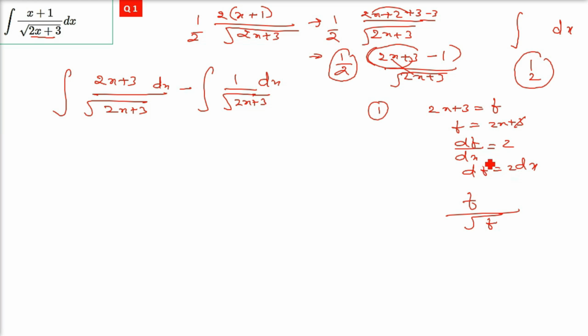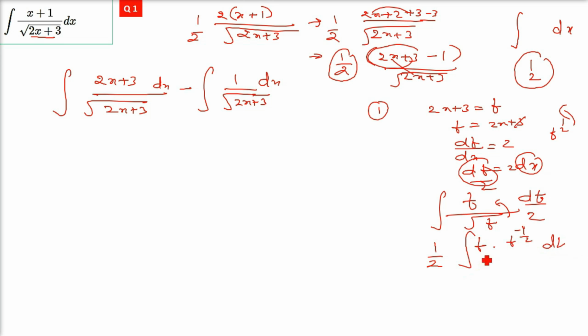So what do we get for the first term? t in the numerator, and in place of dx, as I just suggested, it has to be written in terms of dt, which is dt by 2. The denominator is under root 2x plus 3, which is under root t. So this is what we are interested in integrating. Half comes in front, from dt by 2. So under root t is actually t raised half, and it goes up as t raised minus half. So we have t multiplied by t raised minus half, where 1 minus half gets added, and 1 minus half is half only. So the integral of t raised half is there.